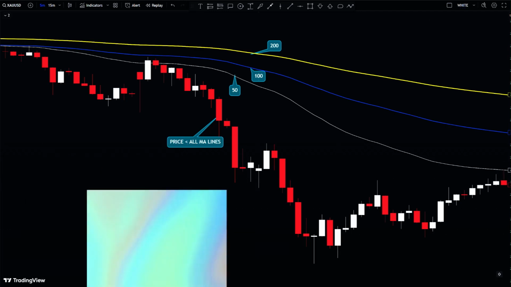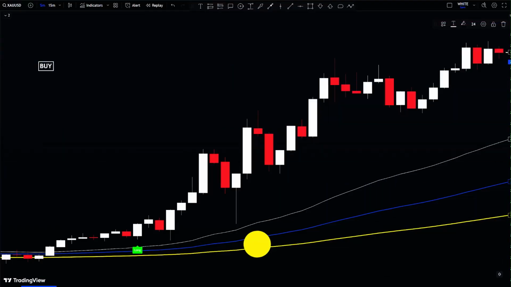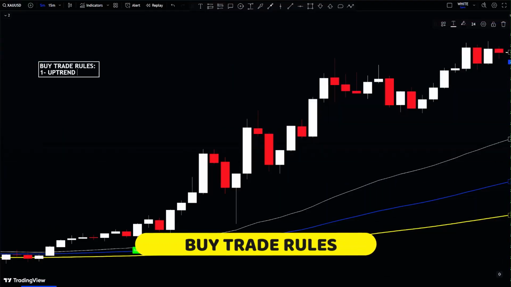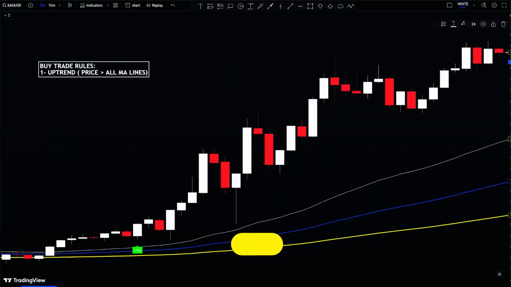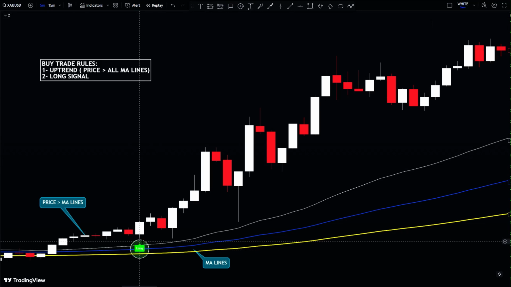So, you want to jump into a buy trade? First things first, let's make sure we've got a solid uptrend. Check if the price is above all the moving average lines. That's a good sign that bulls are in control. Now, once you're sure it's an uptrend, it's time to look for a buy signal. When everything lines up, that's your green light to enter the buy trade.